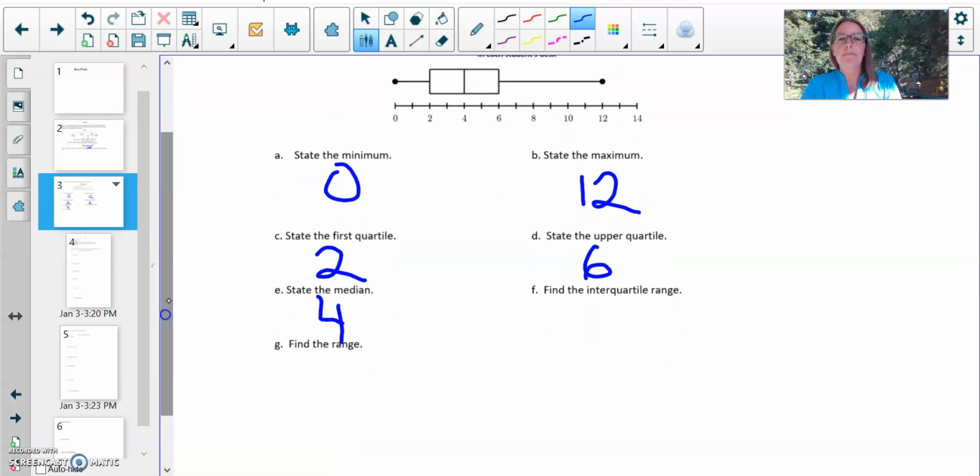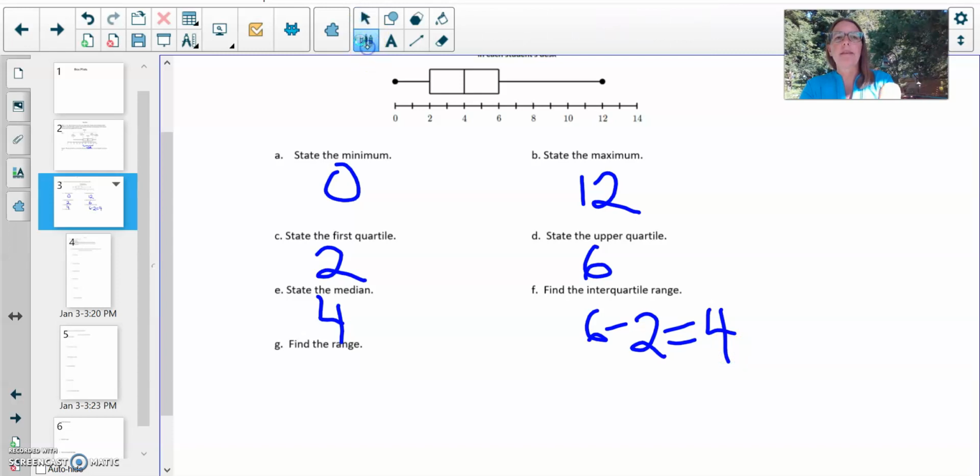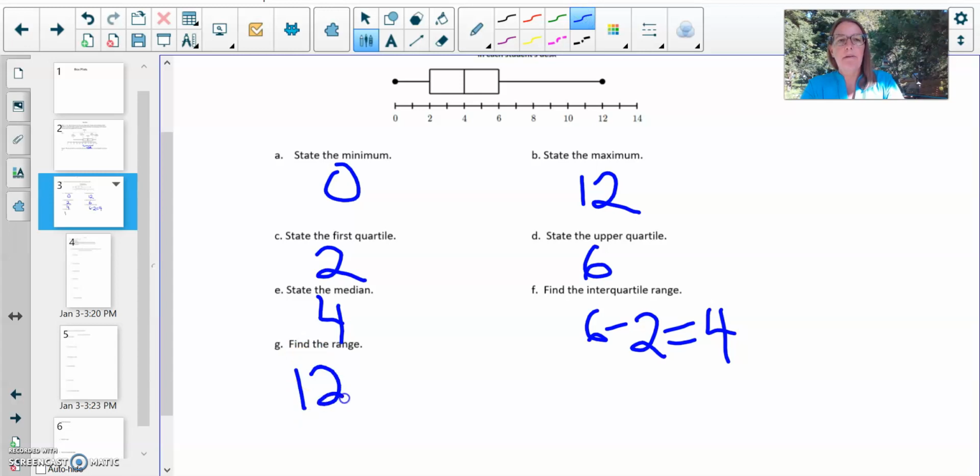Interquartile range, I take my upper quartile and my first quartile and subtract them. So 6 minus 2, which is 4. And my range, the maximum minus the minimum, which is 12.